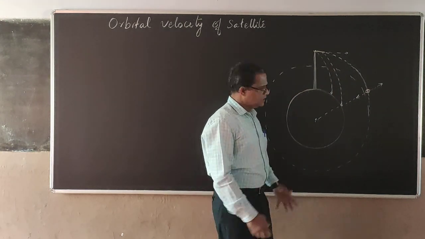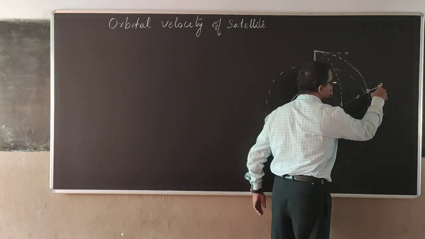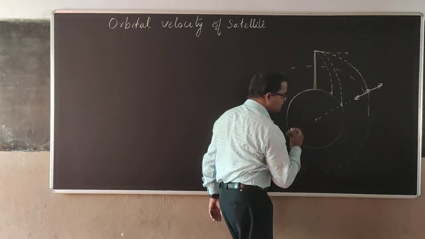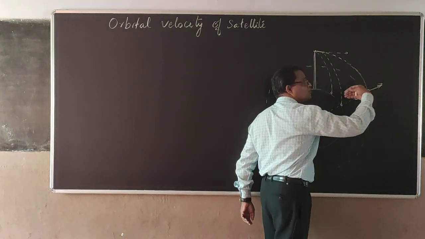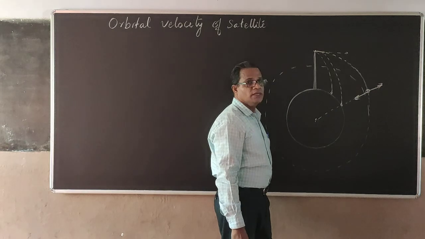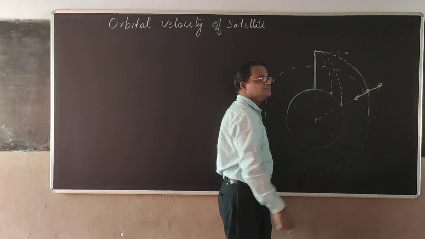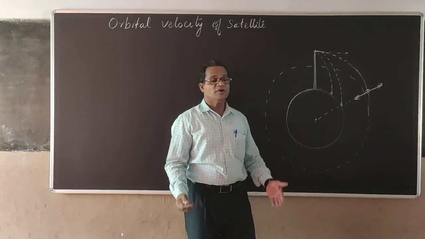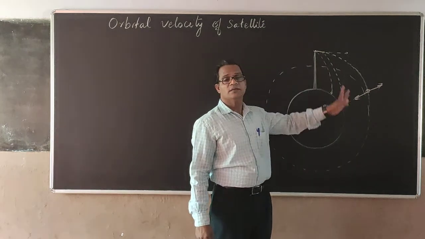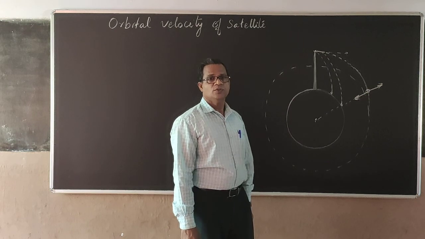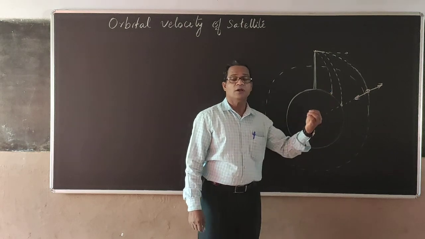It is falling towards Earth itself, but due to the balancing of centrifugal force with the gravitational force, a kind of balance is reached, and it cannot go away or come closer. Instead, it is falling and falling and falling around the Earth, never reaching the Earth. This is how satellite motion is obtained. So from this discussion, you can find that a satellite is nothing but a freely falling body.